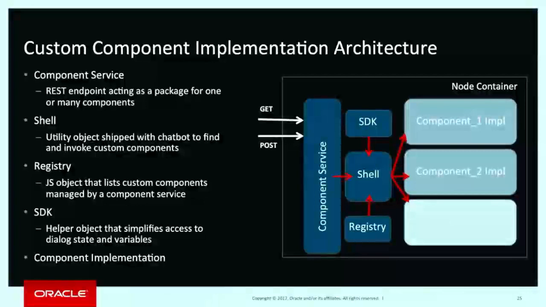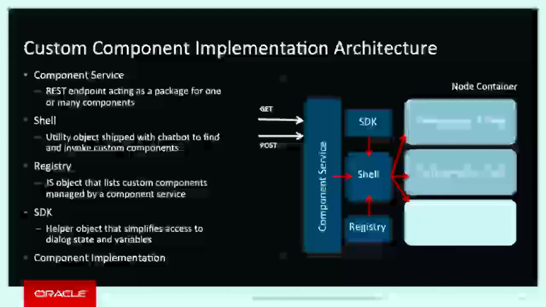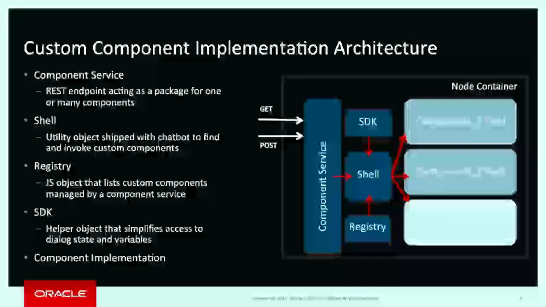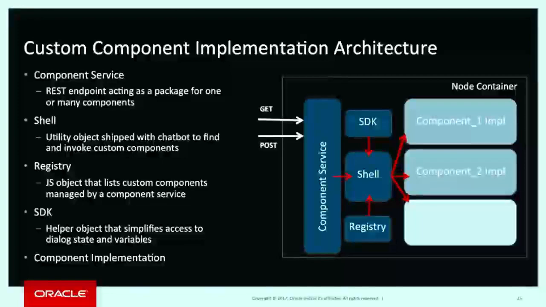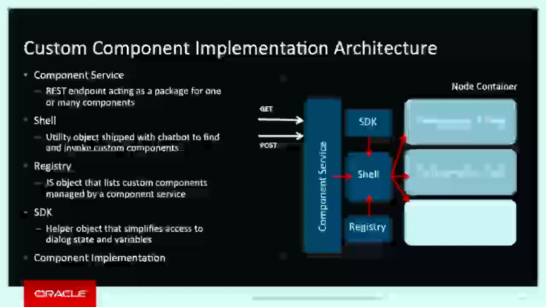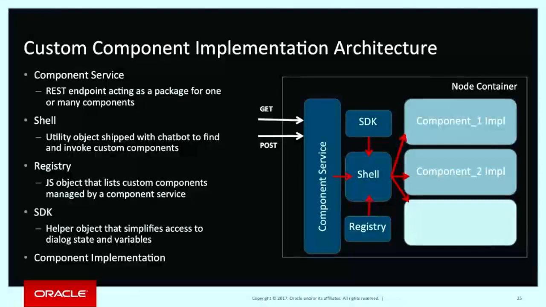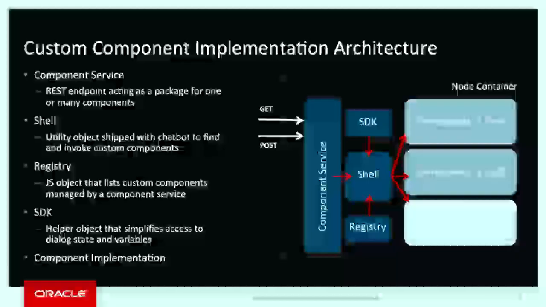And then we have an SDK. Now the SDK, what the SDK really does is it makes it simple to work with a payload that comes from the chatbot. So all of the information that we get out of a sentence will be sent to a custom component to look into that and to operate on whatever you need to operate. And the component implementation, that then is what you're building. That's then the node code that you have to implement your client functionality.